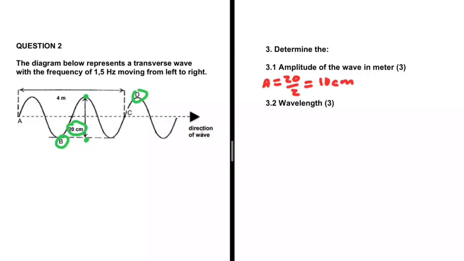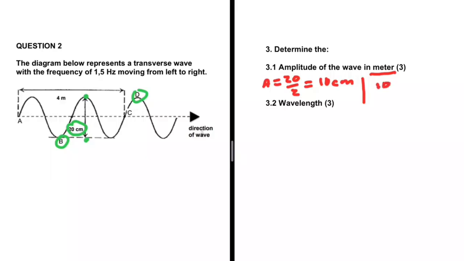But let's pay attention to details. The question says, let's determine the amplitude of the wave in meters. So we're supposed to convert these 10 centimeters to meters. How do you convert 10 centimeters to meters? You divide by 100, because in 1 meter, there's 100 centimeters.